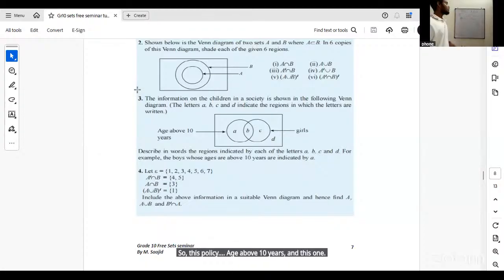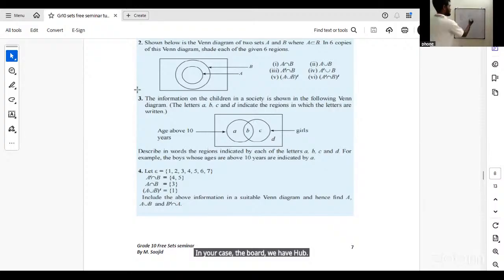Now first of all, look at the diagram. On this side you have girls. On this side you have the age above 10 years. So they say describe in words the regions indicated by each of the letters. For example, the boys whose ages are above 10 years are indicated by A. Now this is this part, the boys with age above 10 years.